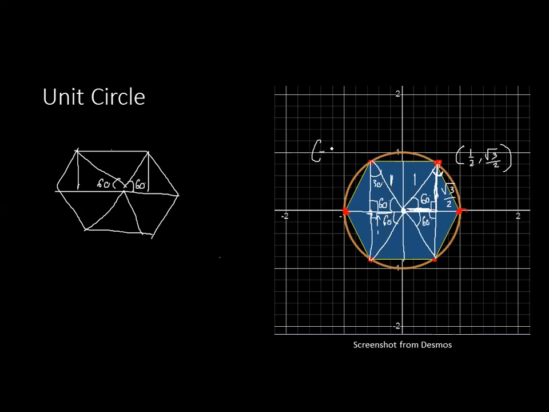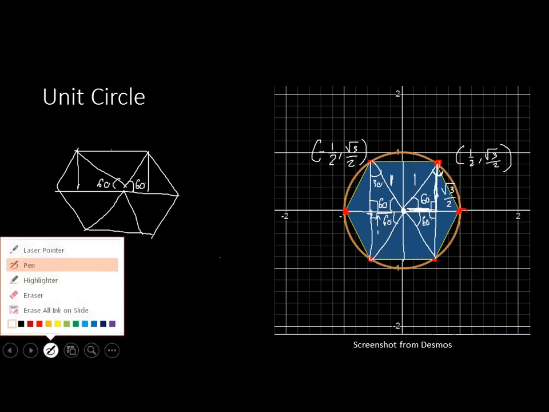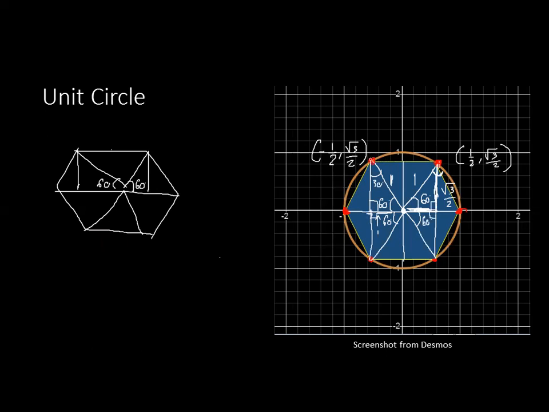So here we will have negative 1/2 and square root of 3 all over 2. Why is it negative 1/2? Because if we're going to get the distance from the origin up to this point, the distance is 1/2. But since it goes to the left direction, this is negative, okay?